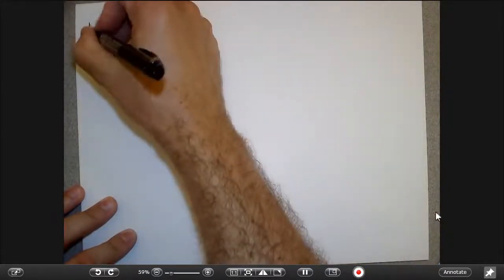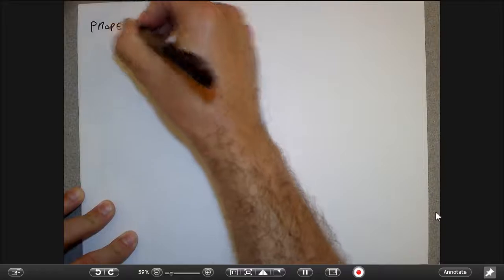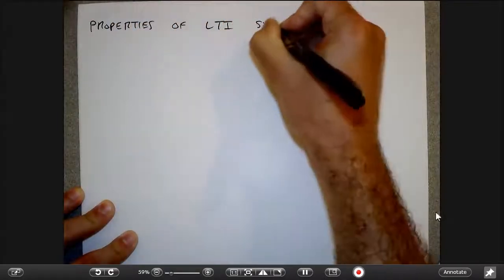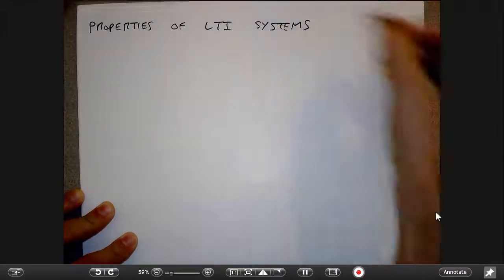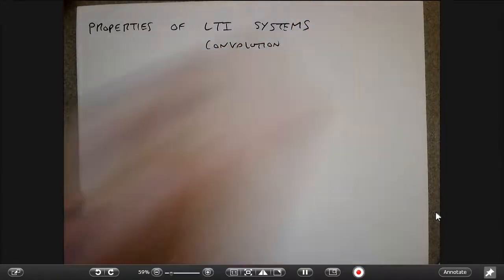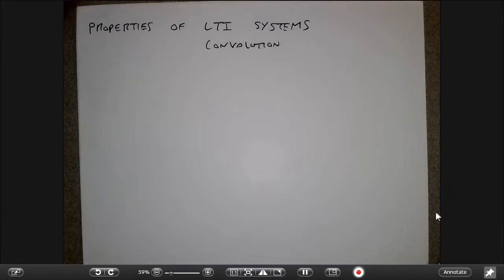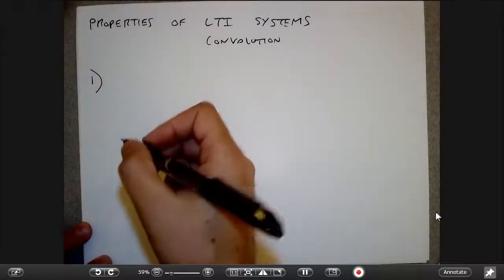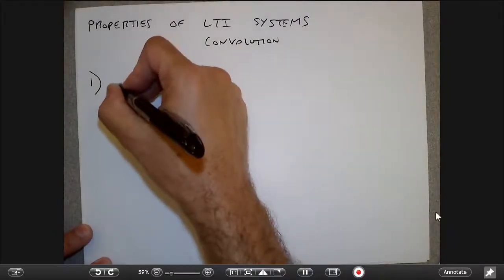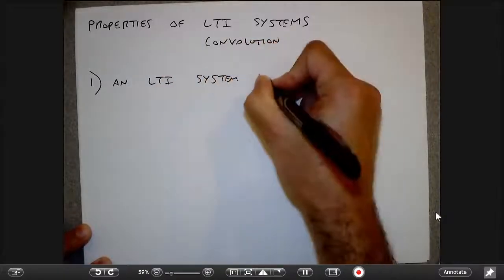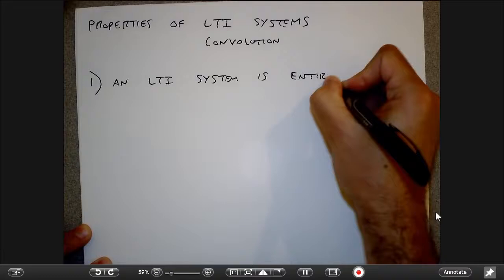All right, so let's talk about properties of LTI systems, which is really a different way of saying properties of how convolution behaves. The first thing, which I've said a couple of times now, just to have it in writing, is that an LTI system is entirely determined by its impulse response.